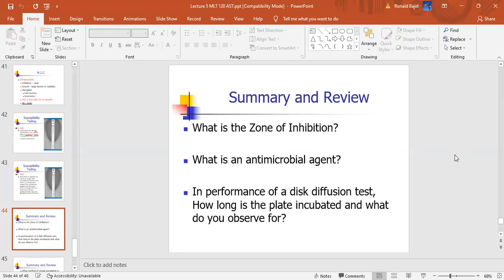Okay. In performance of a diffusion test, how long is the plate incubated and what do you observe? How long do you incubate it for? That's right. The best way to say that, 16 to 24 hours, is overnight. You incubate it overnight. And what do you observe? Say that again.